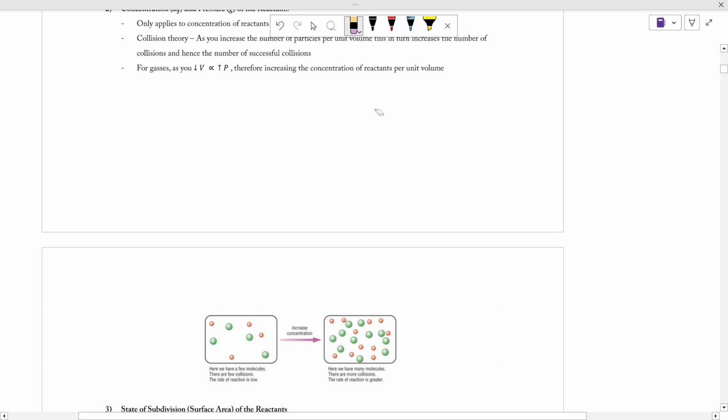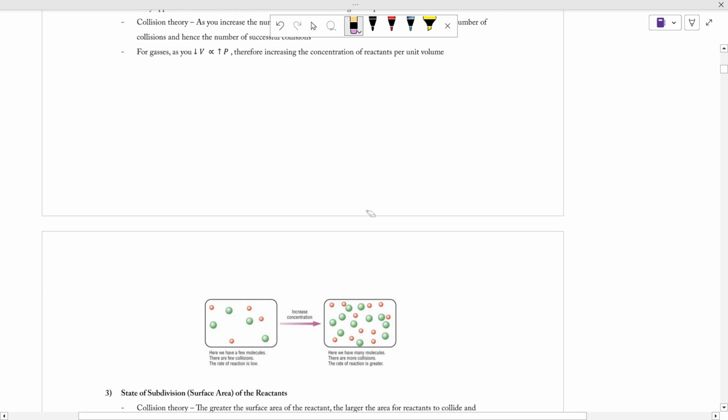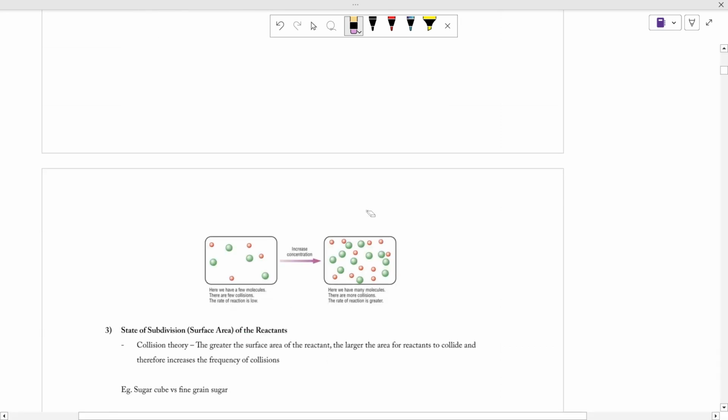For gases, I don't know if you guys know, but there is an inverse relationship between volume and pressure. If you look at the diagram below, let's say you have a finite amount of space in a box, right? As you decrease the volume, so you make the space smaller and smaller, you're effectively condensing all the gas particles together, making them bunch up a lot closer, hence increasing the pressure. So when you bunch everything close together, pressure increases, and hence you're forcing those collisions to happen. The higher the number of collisions, the higher the proportion of successful collisions.